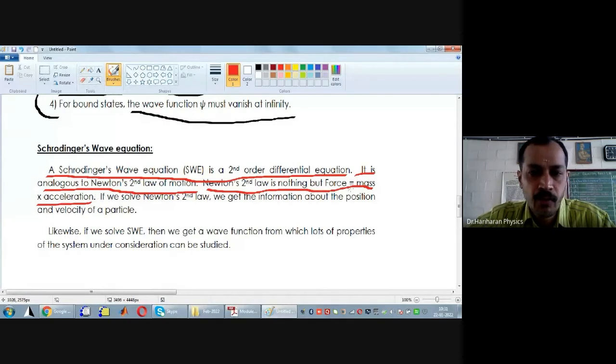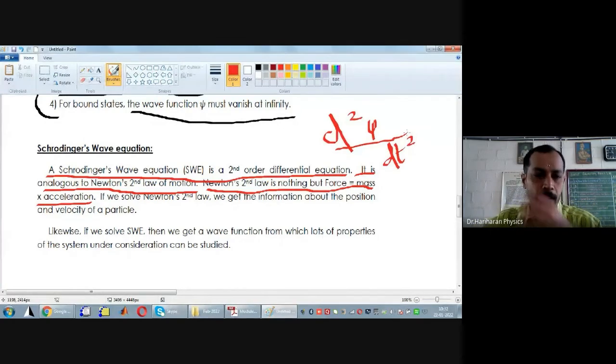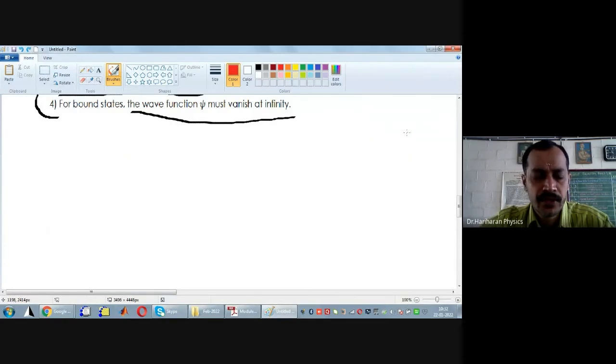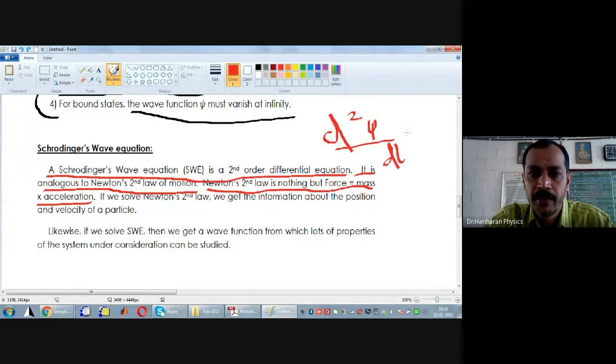So acceleration is d square y by dt square, or d square psi by dt square. Correct? This we call acceleration. So what is a Schrodinger wave equation? A Schrodinger wave equation is a second order differential equation. It is analogous to Newton's second law of motion. Newton's second law of motion is nothing but force is equal to mass into acceleration. So that is what I have written mathematically here.